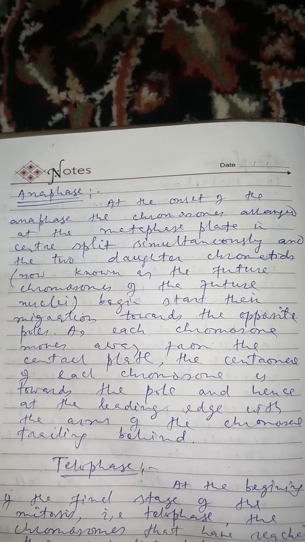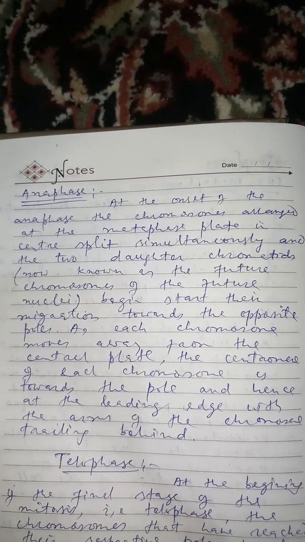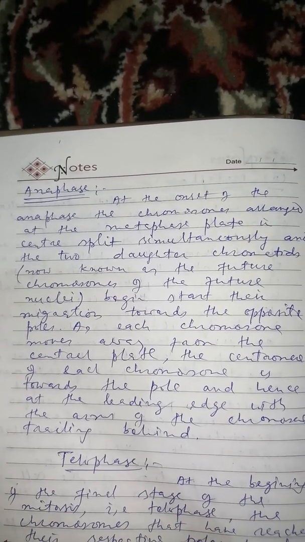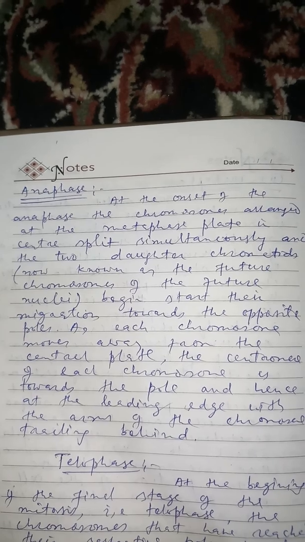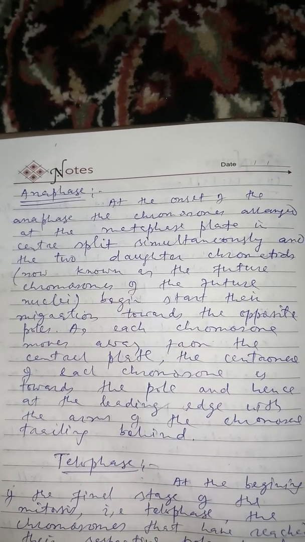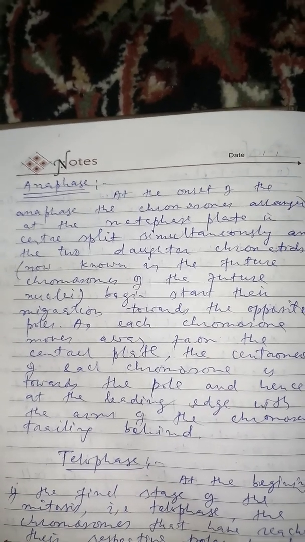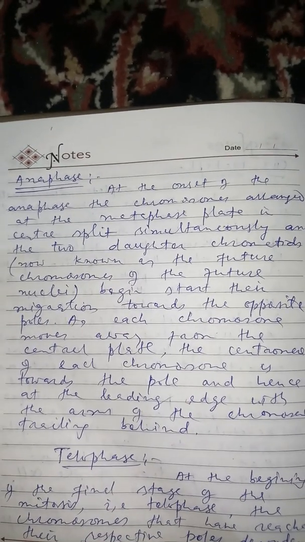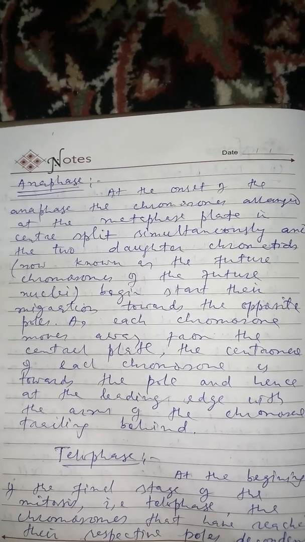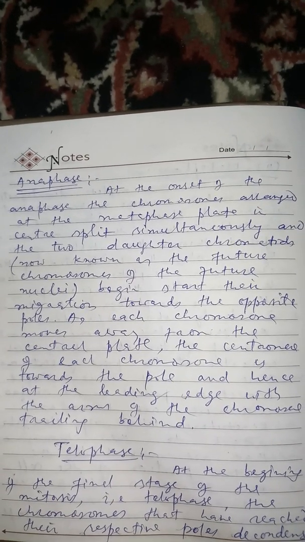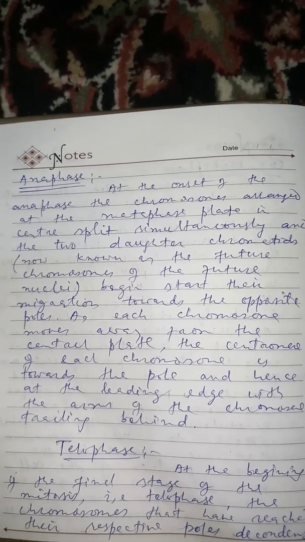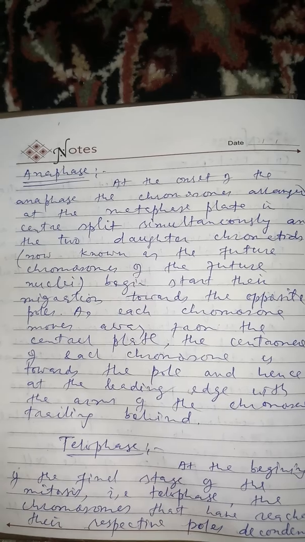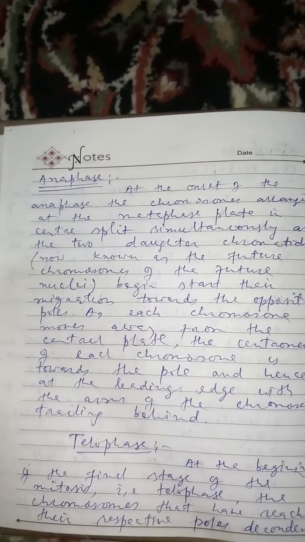The centromere of each chromosome is towards the pole. I will show you after some time how the centromere lies towards the pole and how the chromosome arms are left behind, leading towards the center of the cell. I will show you after a small time. And now let us discuss the final phase, that is telophase.